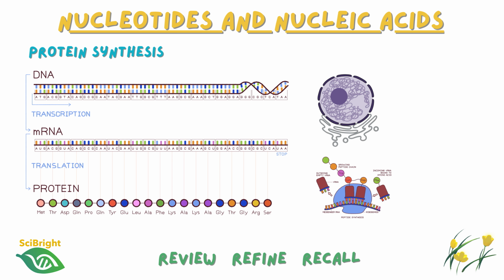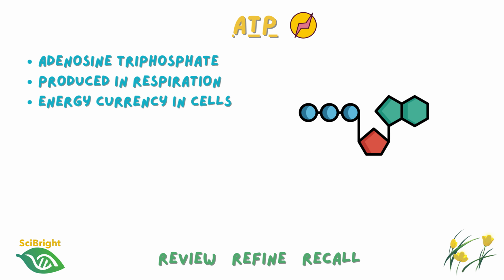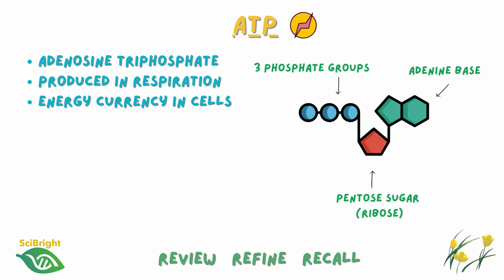translation at the ribosome. Another nucleotide that you will have heard of but probably not realize it's a nucleotide is ATP, which is produced in respiration and is an important molecule for transferring energy. If we look a bit closer, you will see familiar features to the nucleotide in DNA that you've learned about: a pentose sugar, a base, and this time 3 phosphates rather than one.